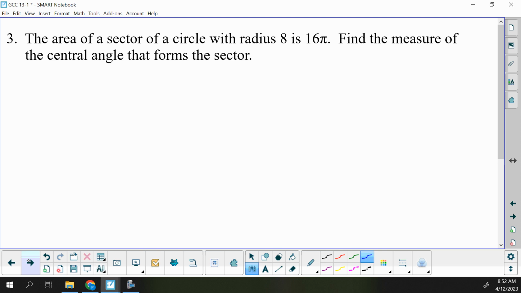So if we go down to the bottom of page 3, the area of the sector of a circle with radius 8 is 16 pi. Find the measure of the central angle that forms the sector. So we always want to be on the lookout for, are they talking about arc length or area of the sector? And it comes right out and tells us area of the sector. So when we recognize that, write out your proportion, theta over 360. It's area, so we want the one with the A, over the area of the circle formula, which is pi r squared. So knowing which one to use is really the task in this problem. Once you have that down, these are pretty easy.